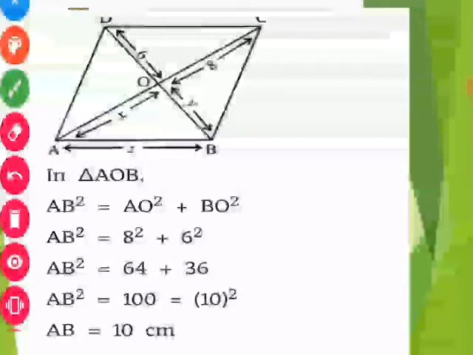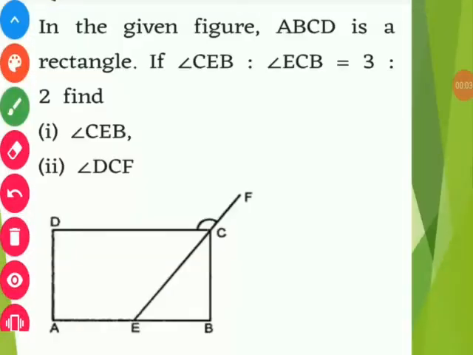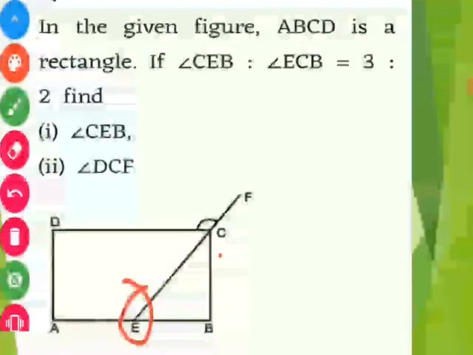Question: in the given figure ABCD is a rectangle and if angle CEB and angle ECB are in the ratio of 3:2, find angle CEB and angle DCF. So we have to calculate these two angles here, this one and this one. And in the question it is given this angle CEB is having a ratio of 3x and this ECB, this one is 2x.